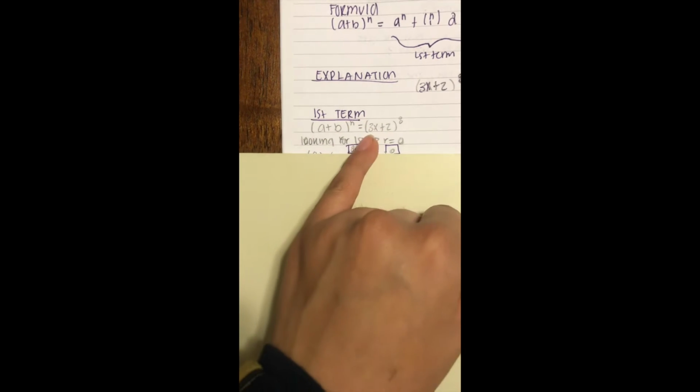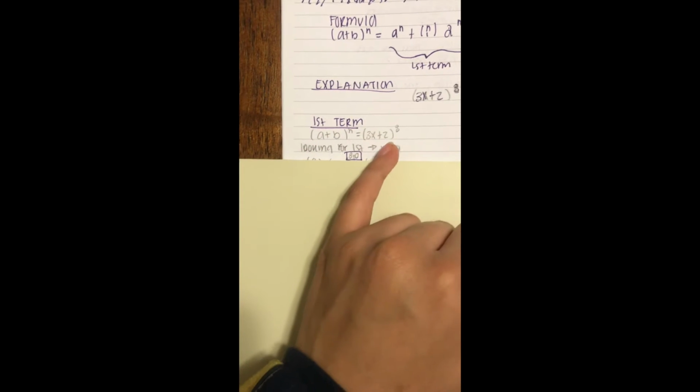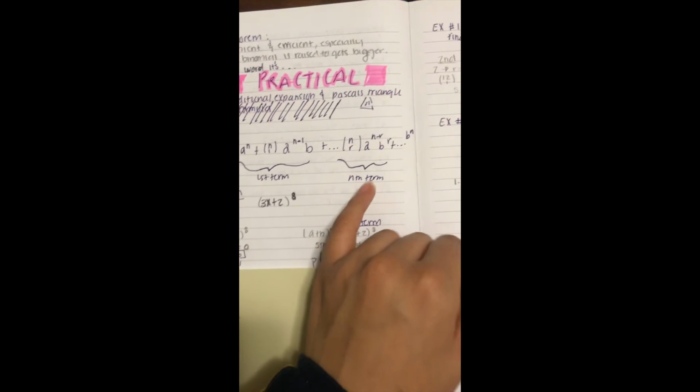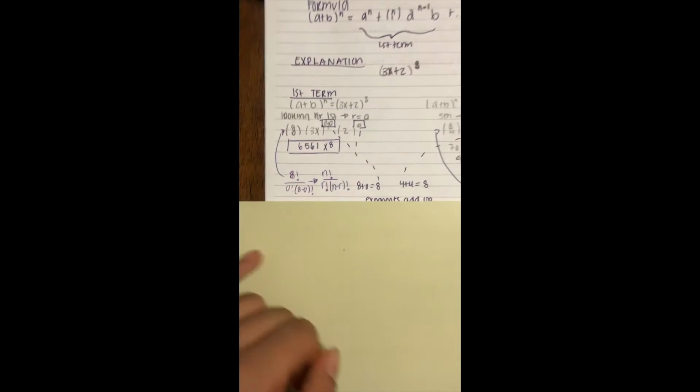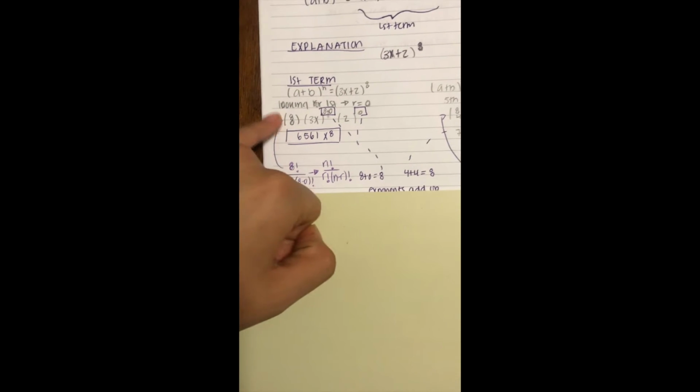Our a is going to be equal to 3x, our b is going to be equal to 2, and our n is going to be equal to 8. We're going to plug that information into the formula. When we calculate, the only new part is this 8 choose 0 part. The way we can calculate that is that it has a coefficient formula.